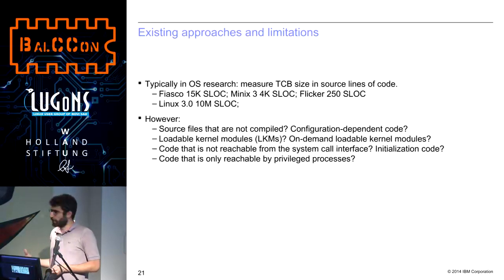What that will often mean is people will go into the source code repository, run a tool such as SLOCCount, to measure the number of lines of code within the repository, and they will say, for instance, that the Fiasco microkernel has 15,000 lines of code, that Minix3 has 4,000 lines of code.